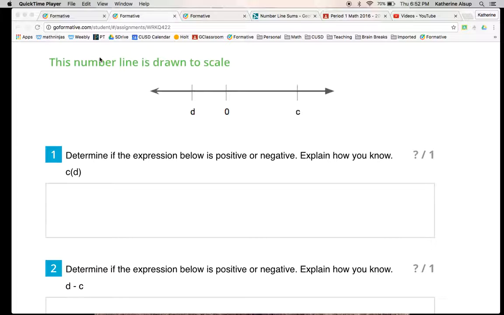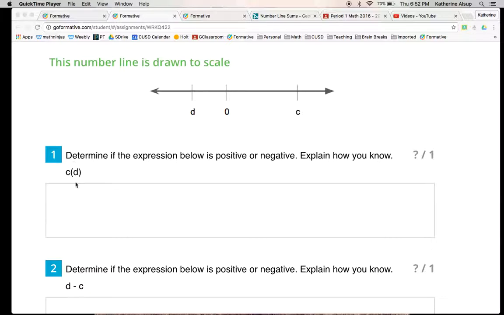So this number line is drawn to scale. I have D marked on my number line, 0 marked on my number line, and C marked on my number line. Question 1 says, determine if the expression below is positive or negative. Explain how you know. And the first expression is C times D.